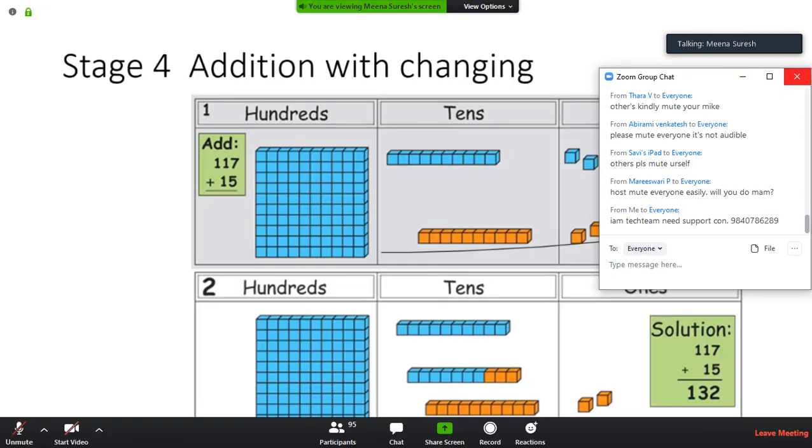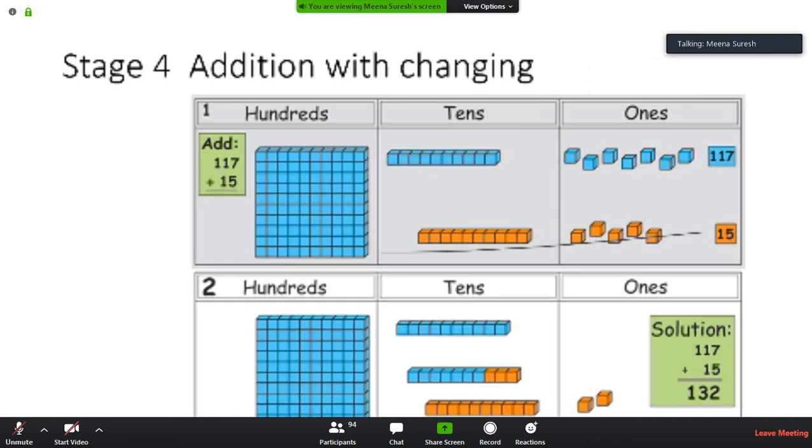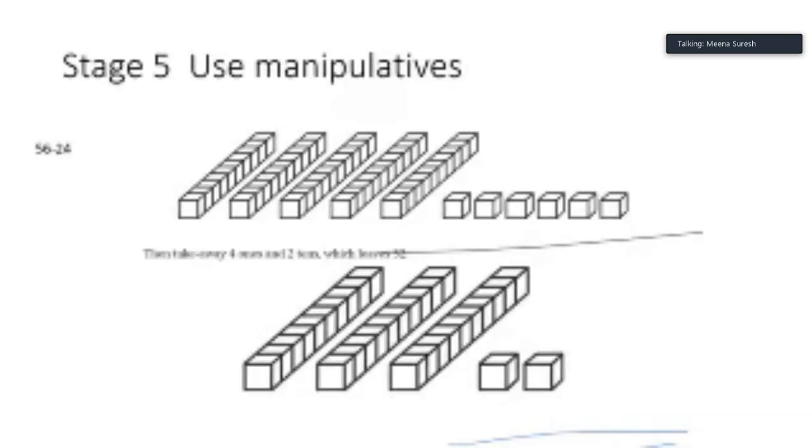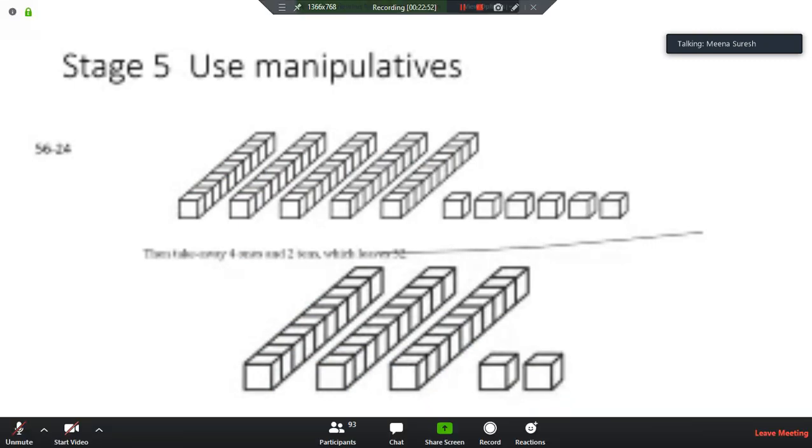The same thing applies for three-digit numbers when you want to add. Why I have given the numbers here is because children should not have a plan. That's the most important thing here. You are using manipulatives as many times as you can, for changing, with changing, without changing.